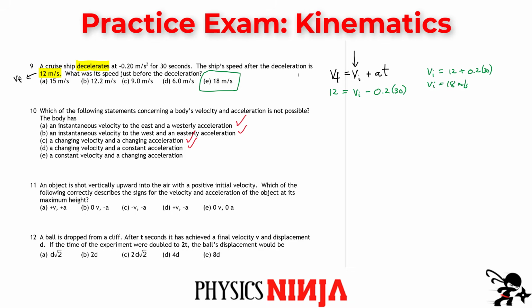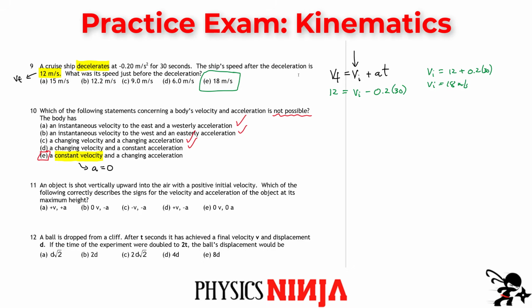Check out the last one, a constant velocity and a changing acceleration. If you have a constant velocity, remember what that means: by definition, the acceleration is zero if the velocity is constant. So this one does not make sense. This is really not possible. So E is the correct answer for that one. All right, let's keep going with number 11.